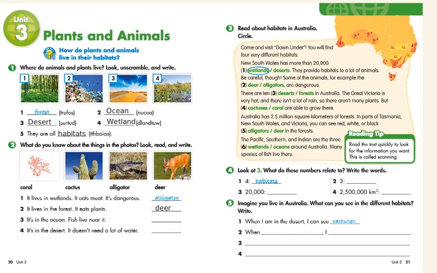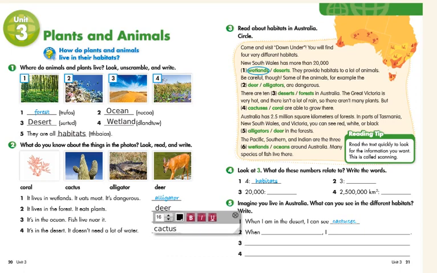Let's see number 3. It's in the ocean. Fish live near it. Yes, of course, it is coral. And number 4, it says it's in the desert. It doesn't need a lot of water. Of course, a cactus doesn't need a lot of water and it lives in the desert. So we're going to write the word cactus.